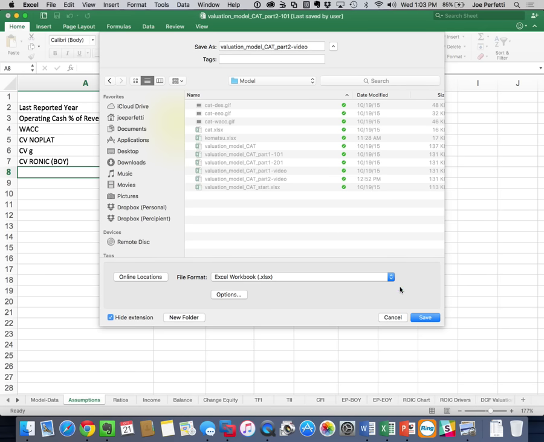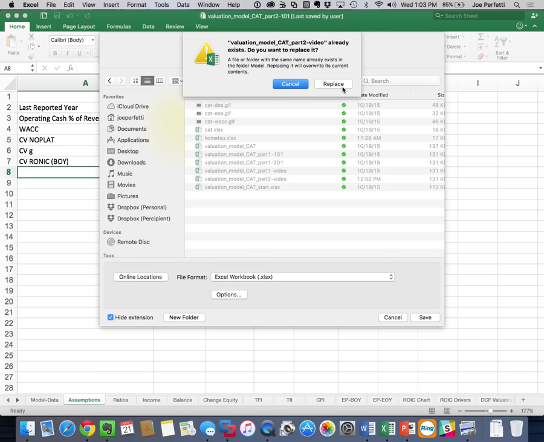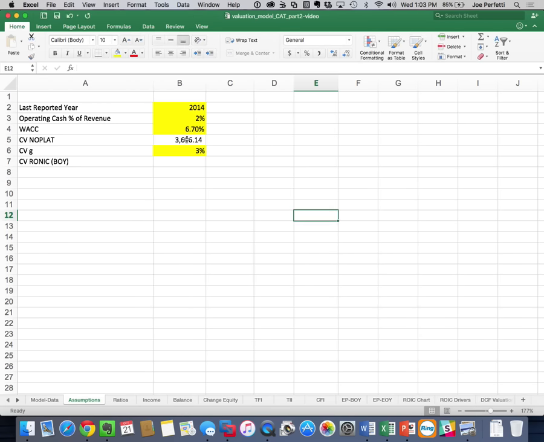Model, save, replace. Okay, so the continuing value NOPLAT is going to be TII M4. The continuing value G is going to be 3%. That's our starting point. I'll make that cell yellow.